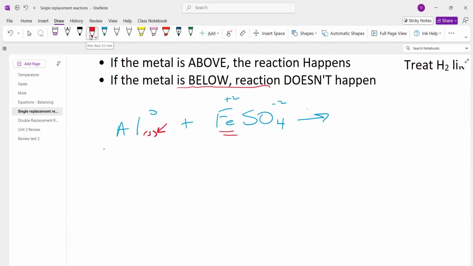Okay, so ferric sulfate. We take aluminum metal and throw in some ferric sulfate. Does anything happen? Okay, so I'm going to do the half reactions. Now, your lab doesn't have you do half reactions, but I think it's nice with half reactions because that's really what's going on. So let's take the aluminum first.